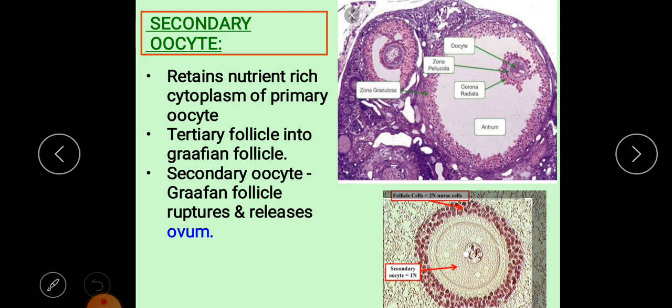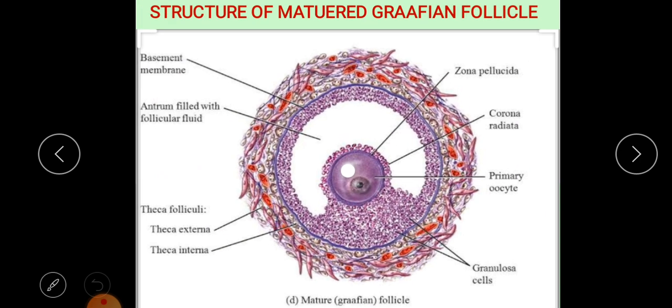Okay, so now we'll see that the secondary oocyte retains the very nutrient-rich cytoplasm of the primary oocyte. And the tertiary follicle is going to develop into a Graafian follicle, a matured Graafian follicle, we can say. So how that Graafian follicle is formed and what is its structure, let us know that now. Okay, so structure of matured Graafian follicle.